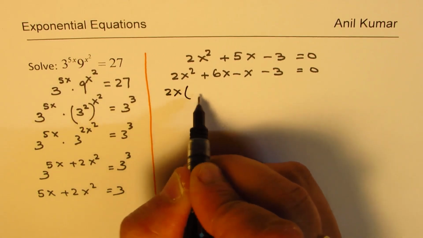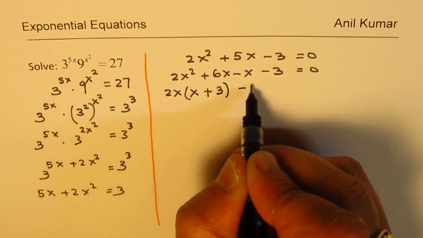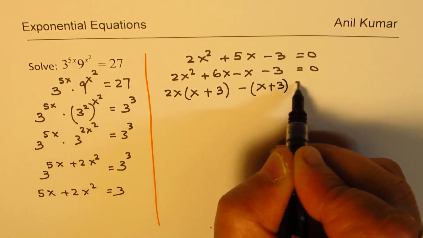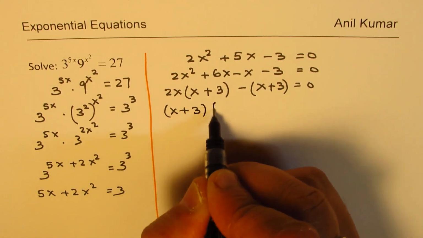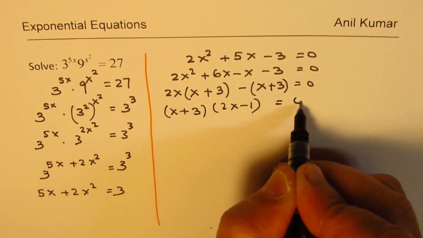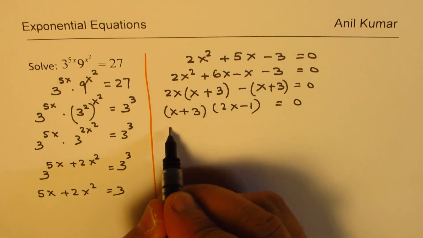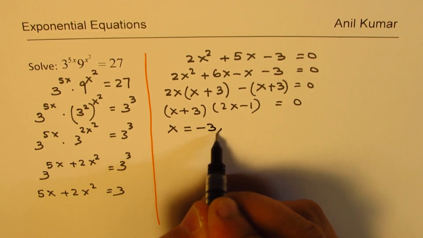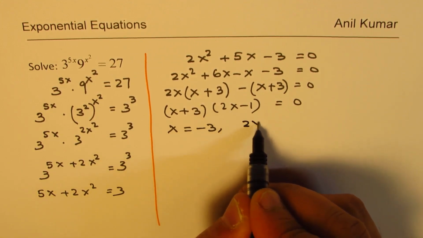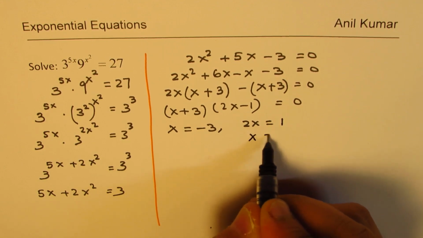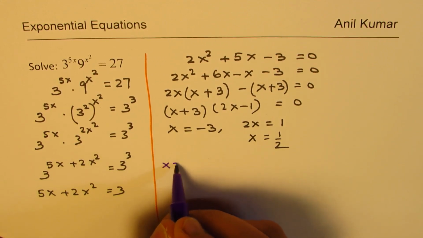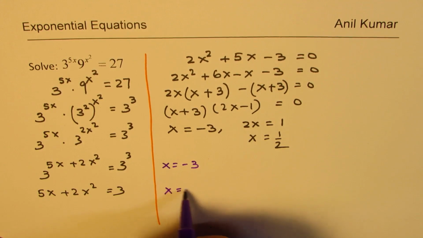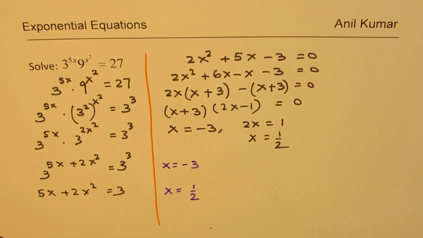2x is common in the first two terms, right? Minus 1 is common here. We get x plus 3 as a common factor now. So taking that as our common factor, we get 2x minus 1 as the other factor. Now they are 0. That means x equals minus 3. And here we get 2x equals 1 or x equals half. So we have two solutions here. The solutions here are x equals minus 3 and x equals half, right? These are the two solutions.